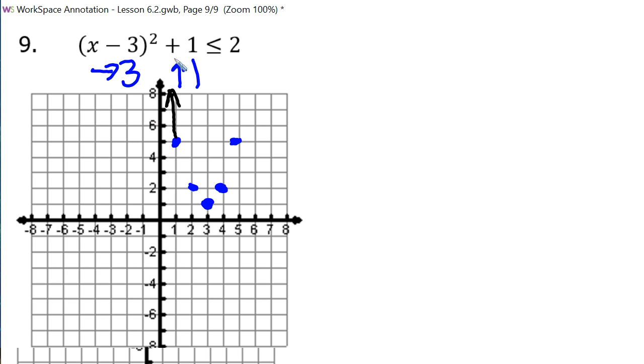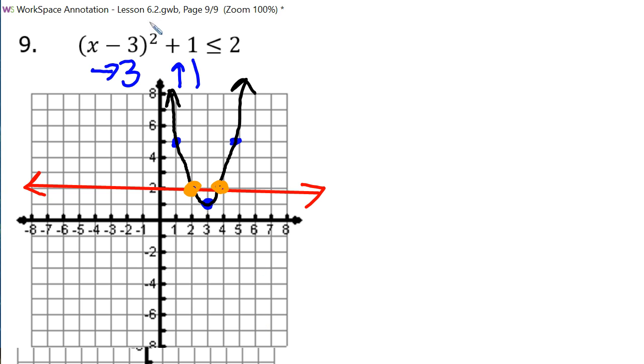And where did you draw the horizontal line? 2. Find where they intersect. They intersect at 2 and 4. So you should have had 2 and 4 in your answer.